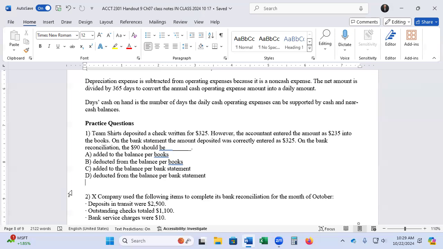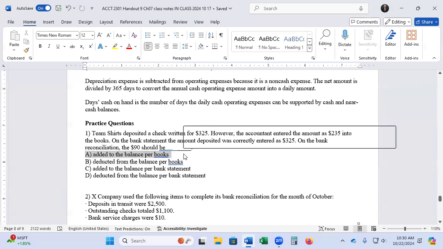Okay, it says the company deposited a check written for $325. However, the accountant entered the amount as $235 into the books. So essentially less than the cash we should have received. And on the bank statement, the amount deposited was correctly entered as 325. So on the bank reconciliation, we're going to end up adding it to our books, right? Because it's a book error. And in this case, we're adding it back. So the answer is A, added to the balance per books.